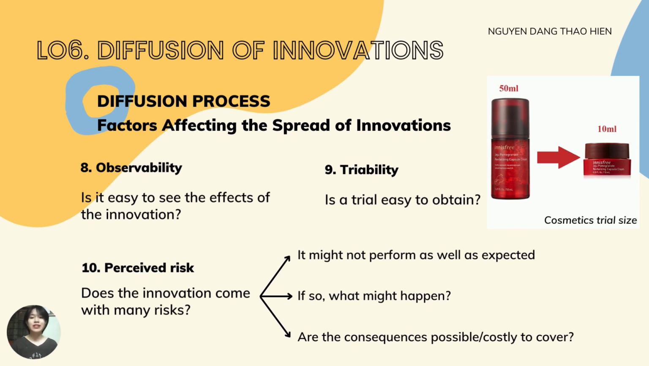And the final factor is the perceived risk. There are questions that I might think of. Will it not meet my expectation? What then? Am I able to overcome the consequences? If it's too risky, I will not buy the product. From this logic, it is probable that diffusion will be slow. And next, Hugh will present the characteristics of individuals in time.